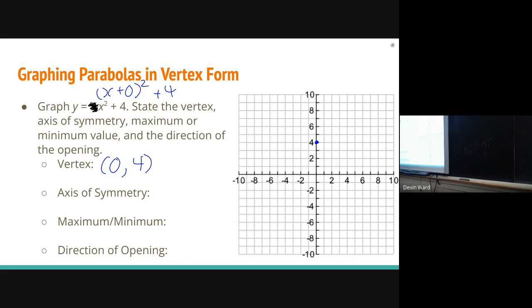Just be careful. That's the F, right? So we have. Yeah, you go over 1, up 1, over 1, up 3.